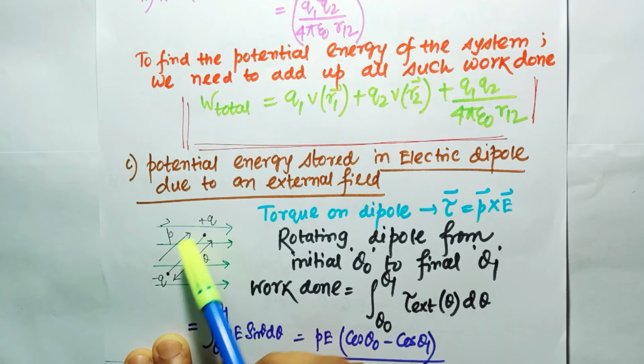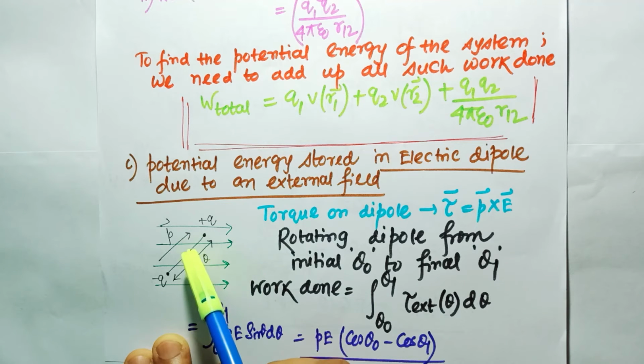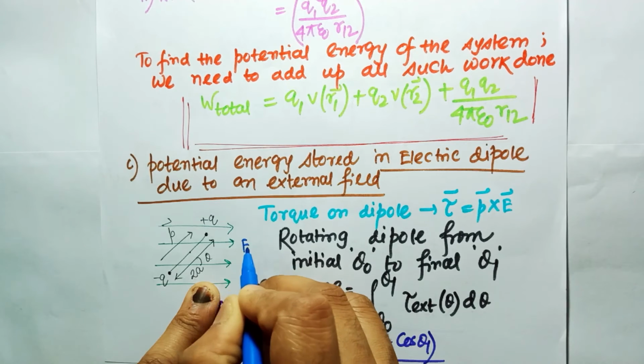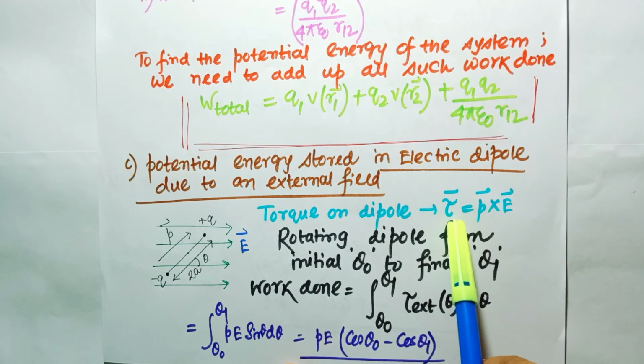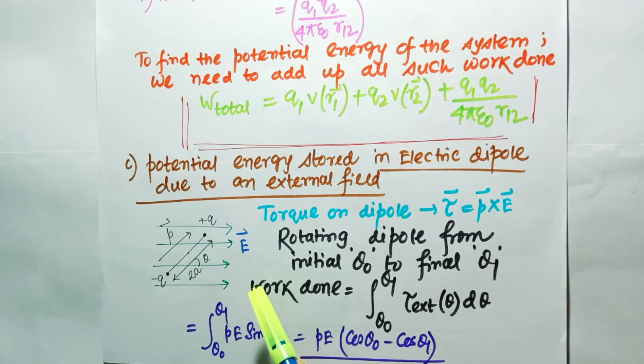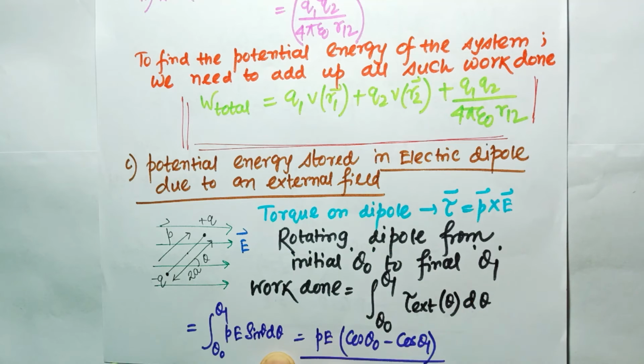This is the dipole moment direction from minus Q to plus Q charge, and the dipole is making an angle theta with the electric field direction. This is the direction of the electric field. As we all know, this is the torque on the dipole. Tau is equal to P cross E, and there is no net force, but there is torque acting on the dipole, and the torque acts in such a way that the dipole will become parallel to the electric field, as we discussed before.